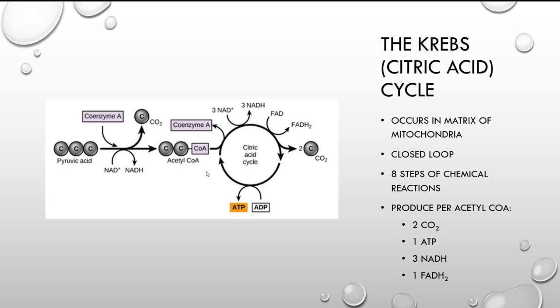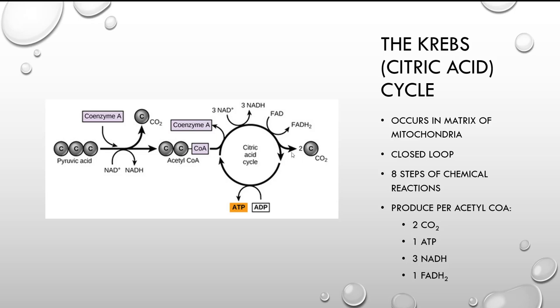Okay. So this occurs in the matrix of the mitochondrium. So if we think of the mitochondrium, remember it looks like a little kidney bean. So it's kind of in the center part of that kidney bean, within that jelly-like center. And this is where we have this kind of cycle, this loop. And notice it's a closed loop. So we end up adding something and then it just goes through. And then the process will keep going if there's something there, okay?